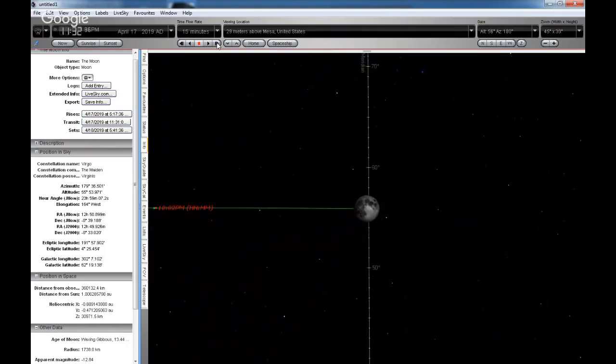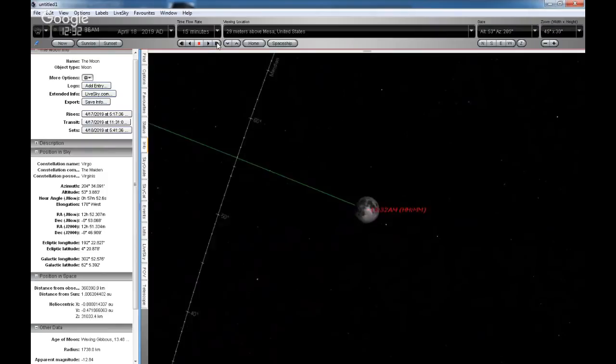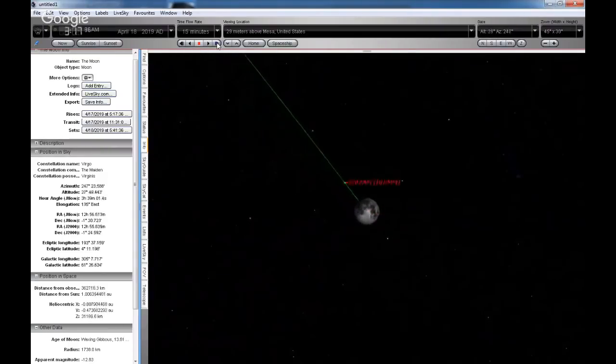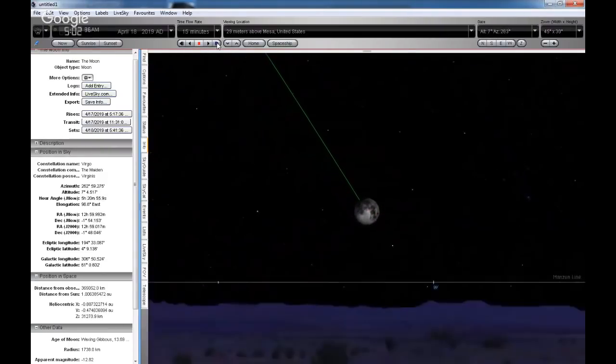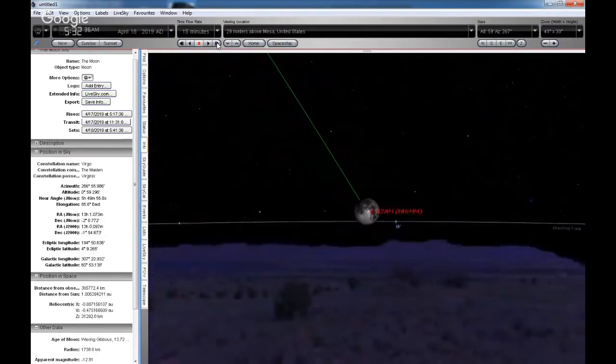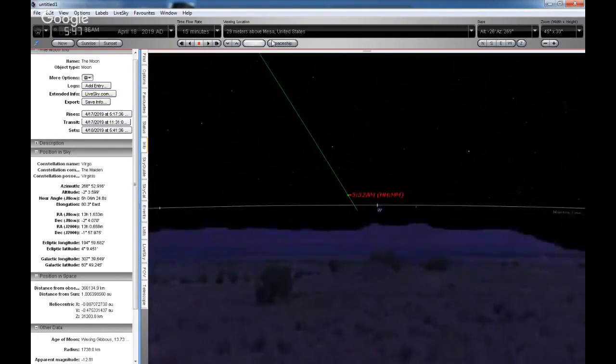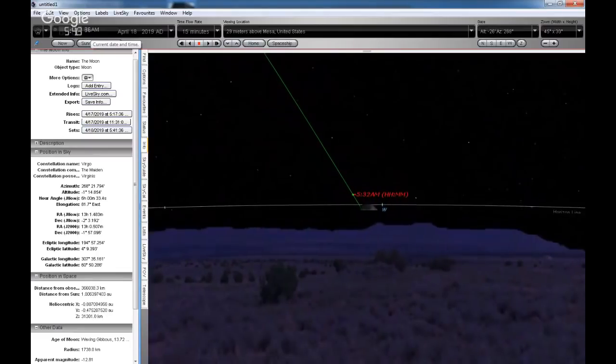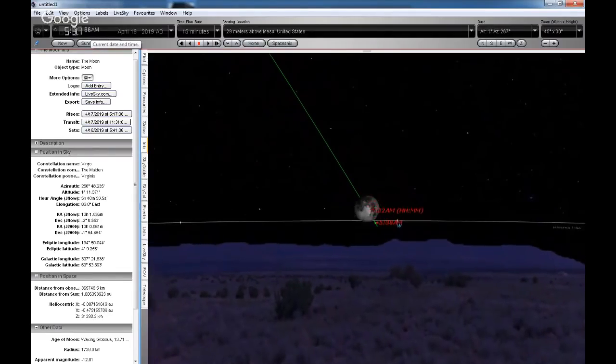So you can see that we're now looking at a horizontal line as it crosses the meridian at about 11:32 p.m. And we carry on as the moon has rotated over. You can see where the Sea of Crisis is now, as predicted before. So let me just bring that back a couple of minutes.